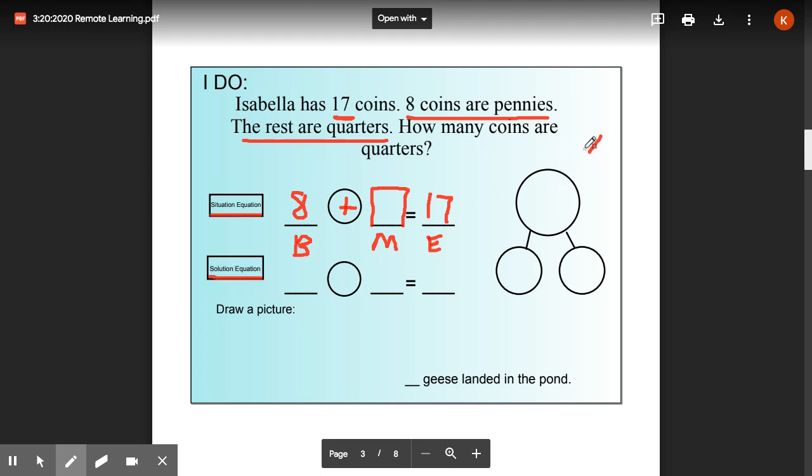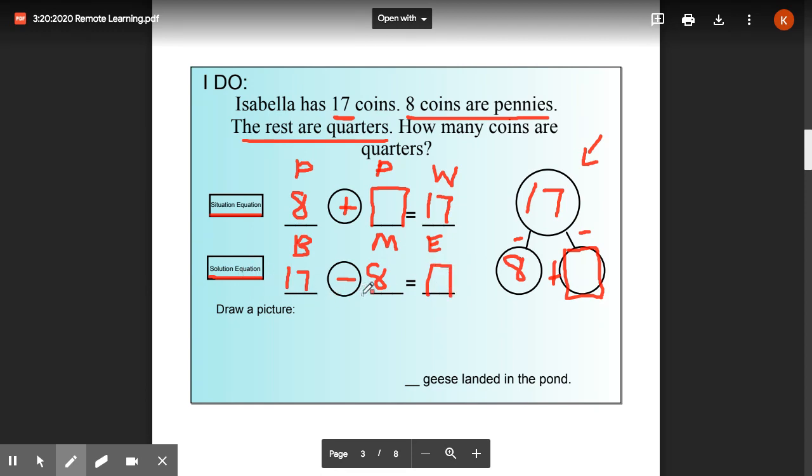Now I can solve my solution equation. I can also use my number bond to help me. Now in a number bond, the whole number always goes in the big circle. And my 2 add-ins are my parts. One of my parts is 8, and I'm missing the other part. Now that I have my number bond completed, I can fill in the blanks of my solution equation in order to solve. So I know that 17 minus 8 equals the missing part.